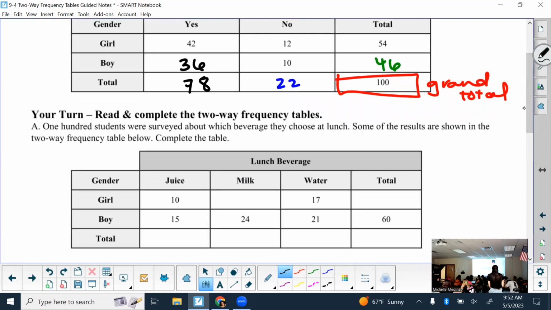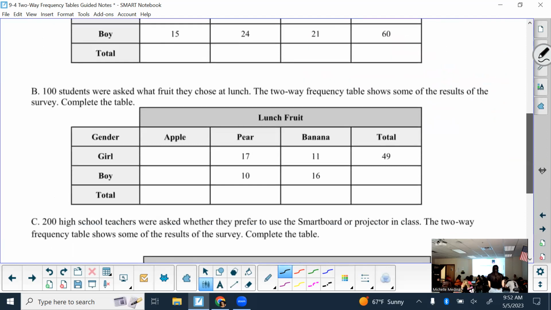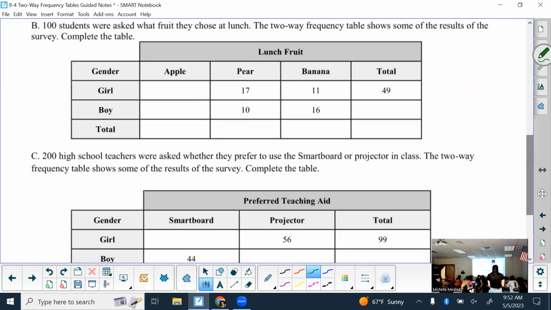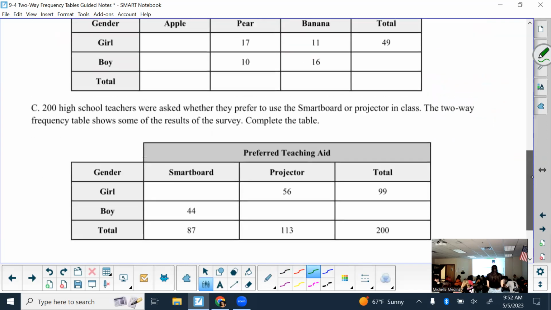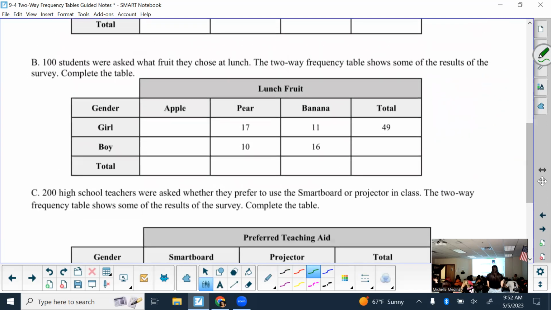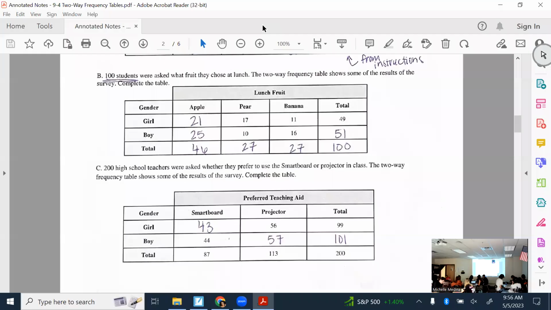All right, then try. I don't know that we need to do all of these. Do B and C for sure. I can show you all of them, but B and C for sure I'd like you to try just because of the reading that they have. So B and C will be the you try. And then compare your answers for B and C to what I have on the screen.